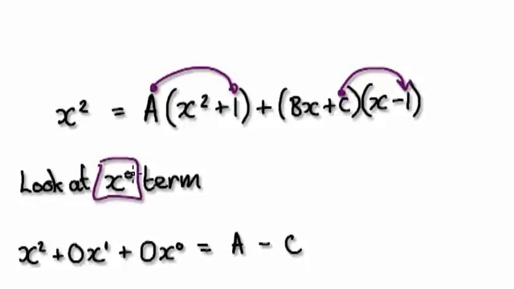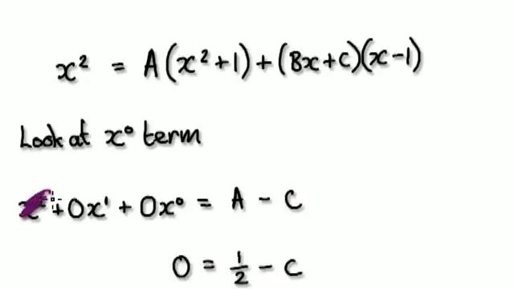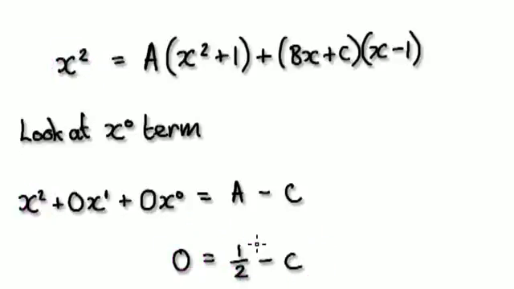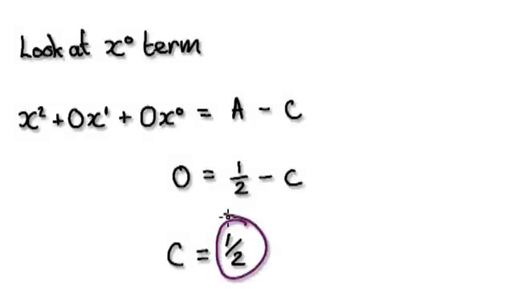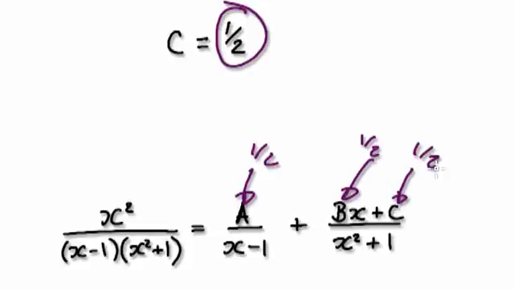Looking at it in terms of the constant, this times this would be a. This times this would be minus c. Don't forget the constant is really on this side here. The constant is 0, so you can say 0 equals this thing here. Therefore, c must be a half. Now we know a, we know b, and we know c: a half, half, half.